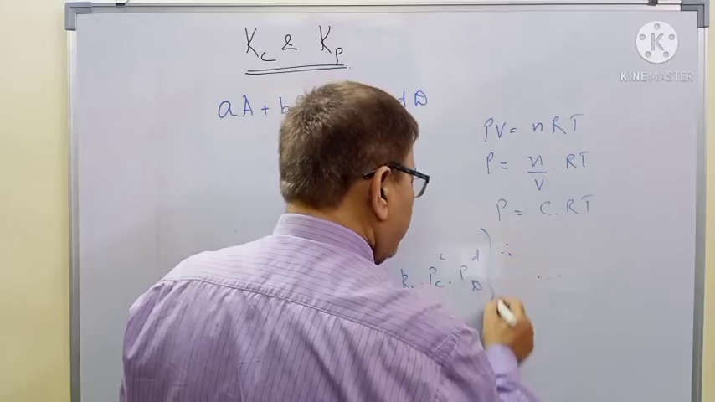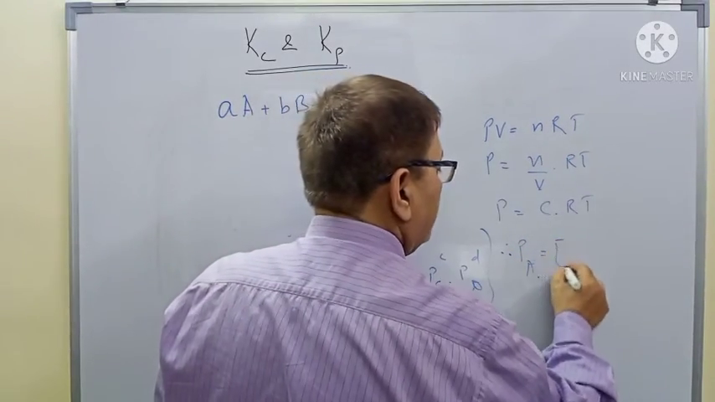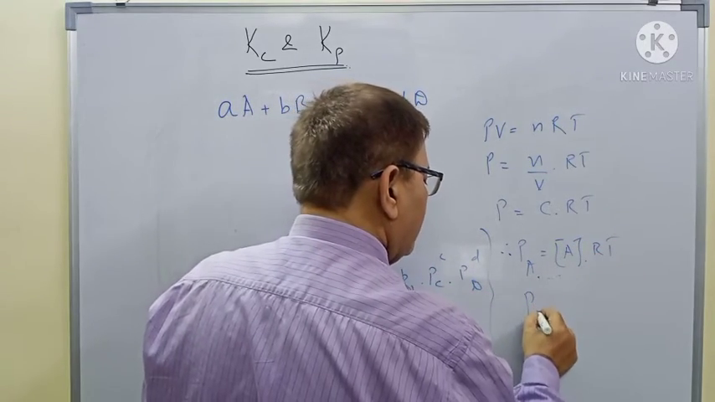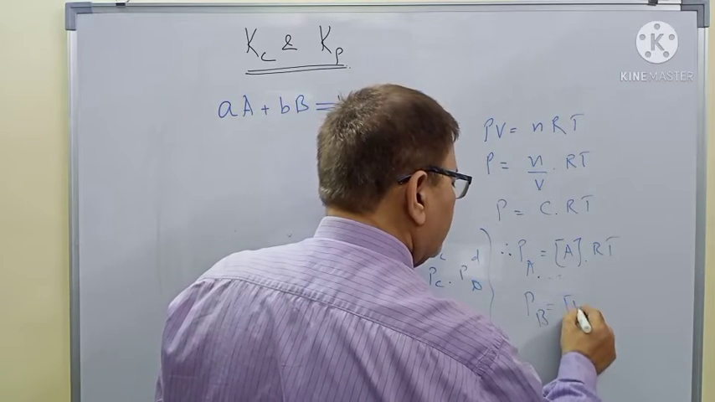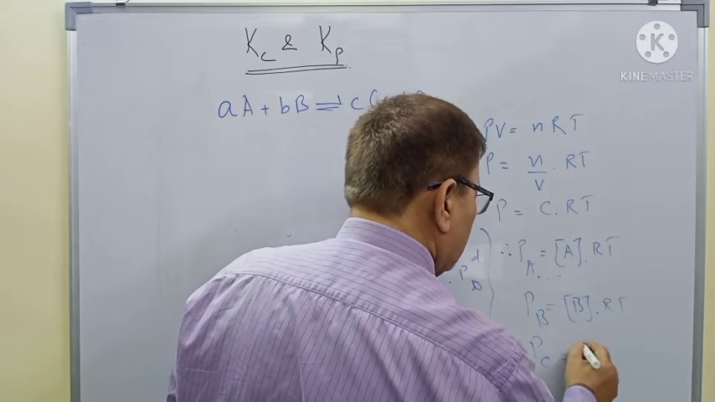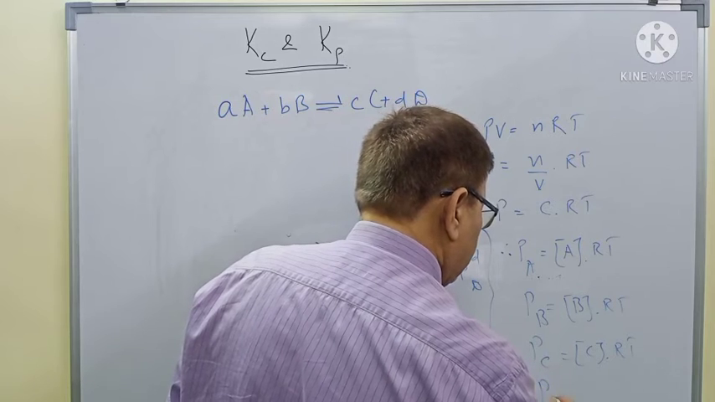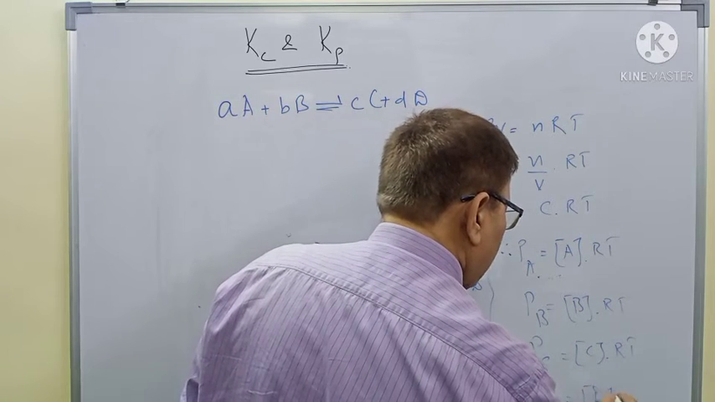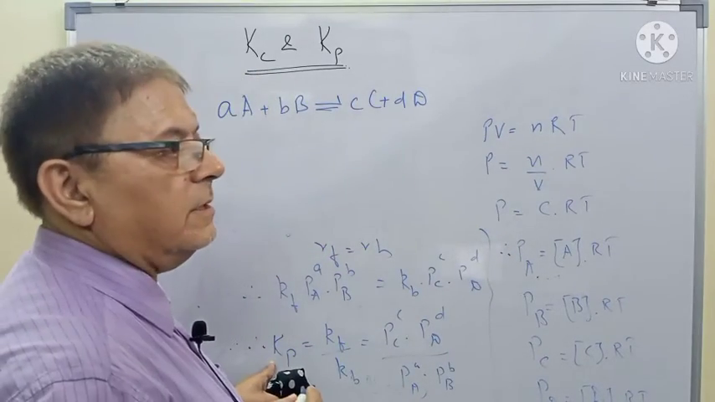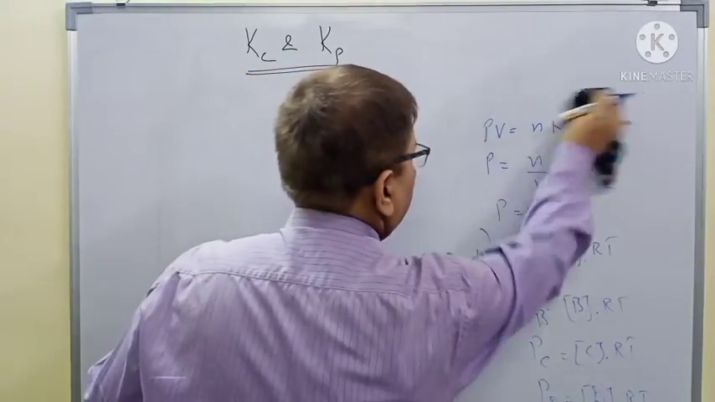Therefore, partial pressure of the gas A is equal to concentration of the gas A into RT. Partial pressure of B gas is equal to concentration of B into RT. And partial pressure of C is equal to concentration of C into RT. And partial pressure of D is equal to concentration of the gas D into RT. So, we will be substituting this in this equation Kp.